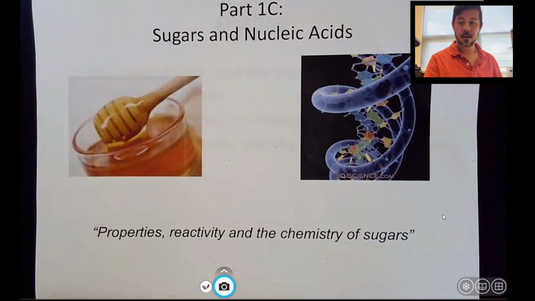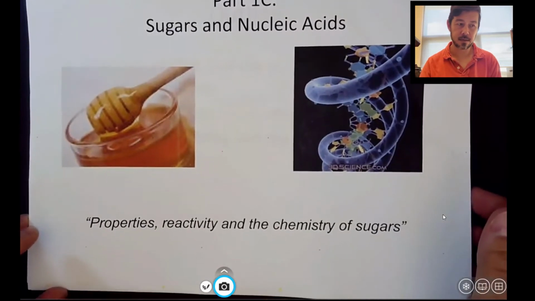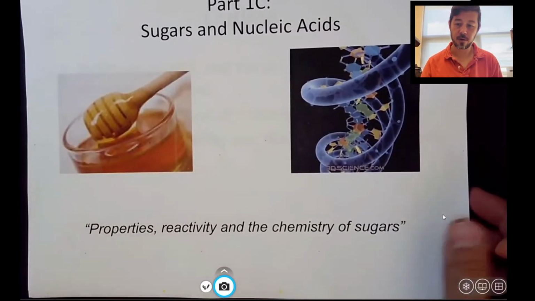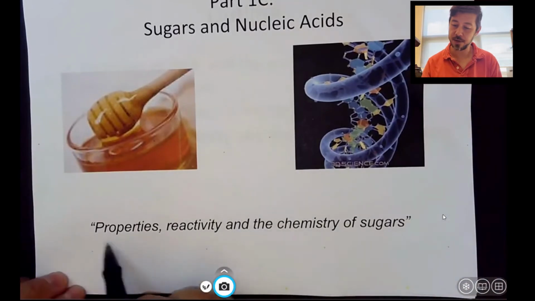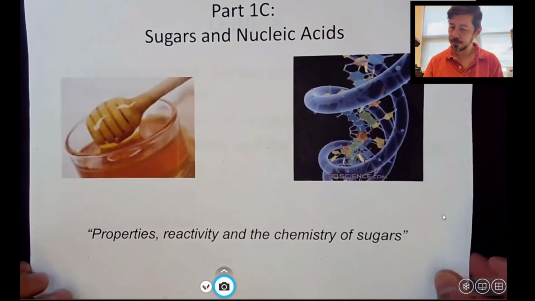Okay, hello everyone, and welcome to part 1C of sugars and nucleic acids. And today we're going to focus on the properties, reactivity, and the chemistry of sugars.